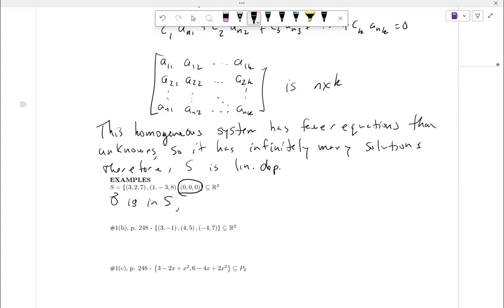The zero vector is in S, so S is linearly dependent. You don't have to do any other work. Okay? Period. If the zero vector is in there, it's linearly dependent, you're done. Okay? What's wrong with the second set? The second set goes back to the theorem we just proved.